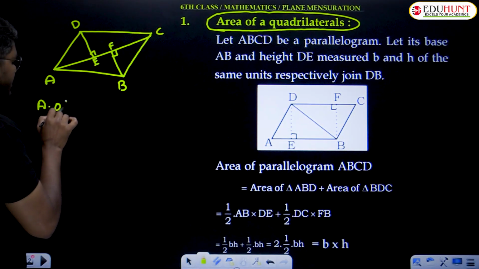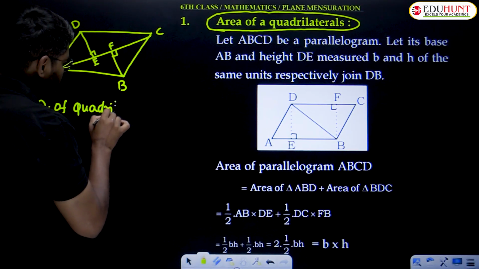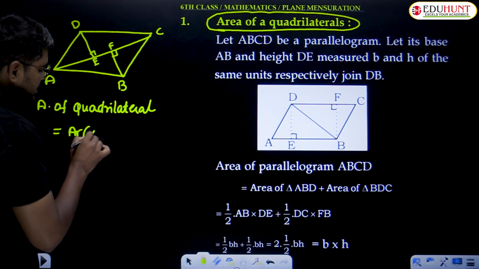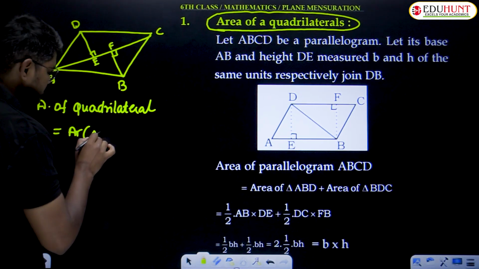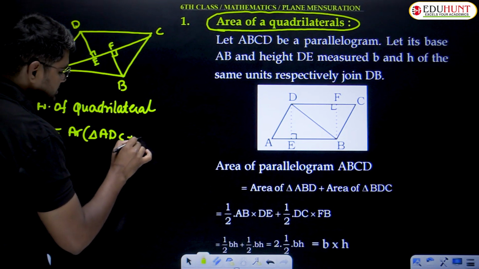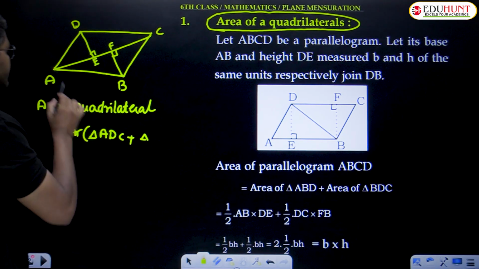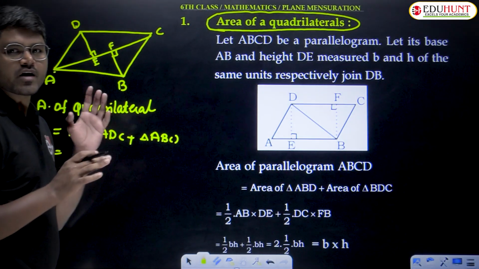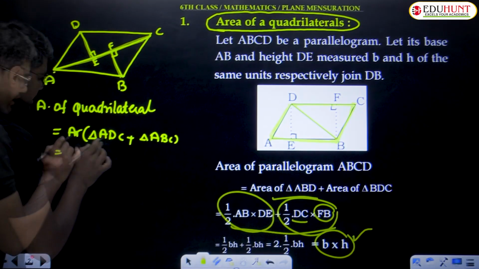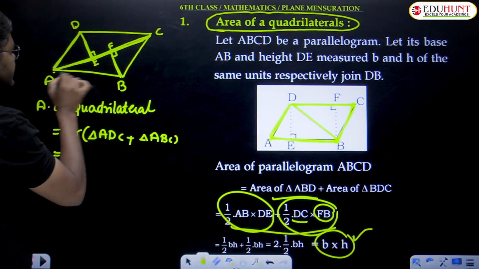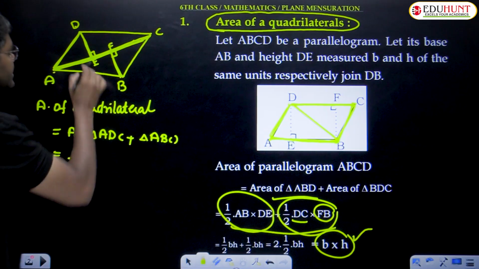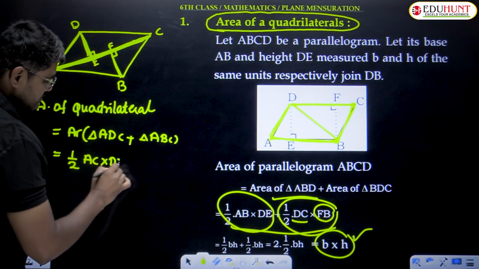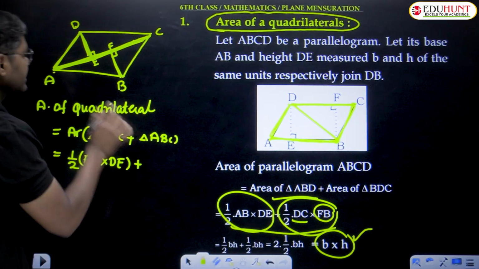Area of quadrilateral equal to area of triangle ADC plus area of triangle ABC. Already we have seen area of triangle is half into base into height. Area of triangle ADC is half into base AC into height DE, plus area of triangle ABC.